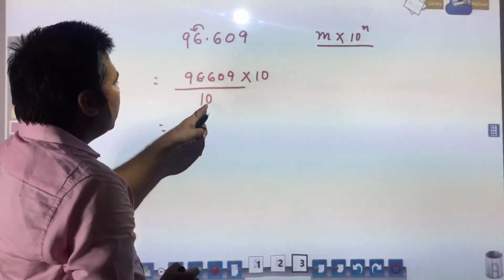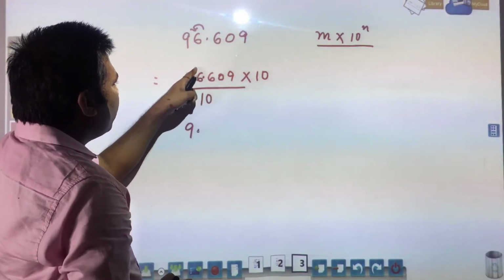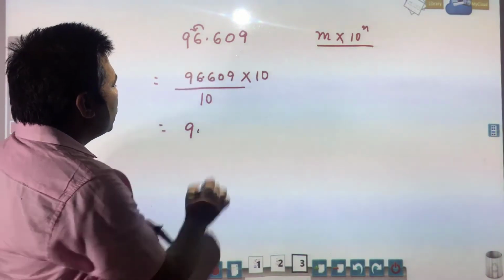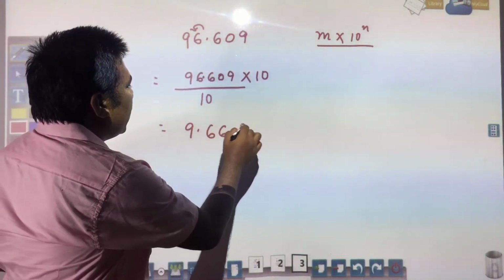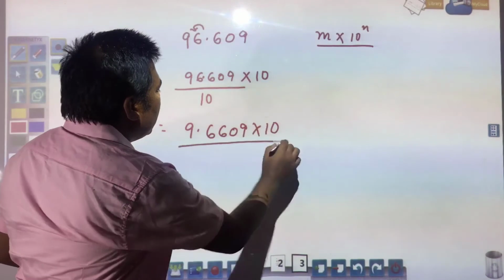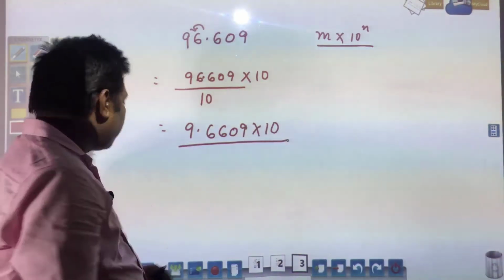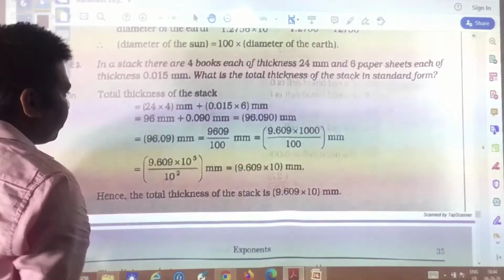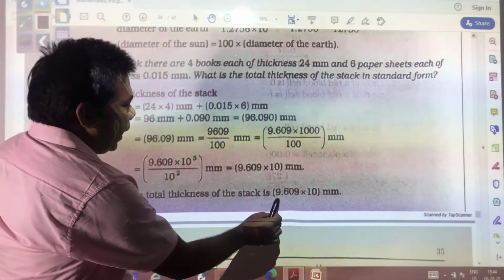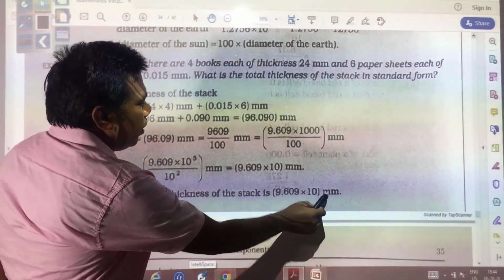So, now what did you get? 9 point, with this 0 you have brought your decimal over here. So, 9.6609 into 10, this will be your answer. Okay. Here you see, 9.609 into 10 mm.